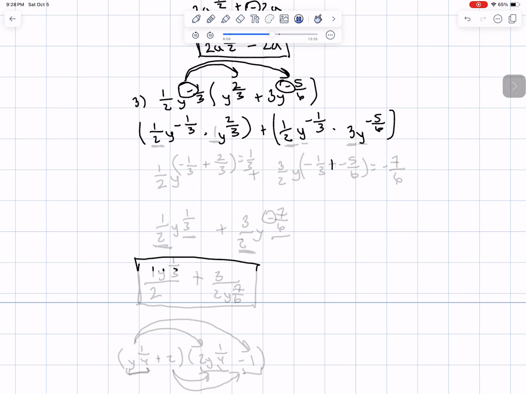Okay, so I look at my left-hand side first. I know that my 1/2, this is just 1, so 1/2 times 1 is going to be 1/2. So it's going to be 1/2 y. And then what about my exponents? Well, if I'm multiplying, we use rule 1 again, and we add our exponents. So negative 1/3 plus 2/3.